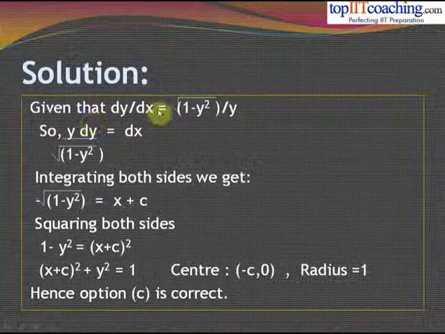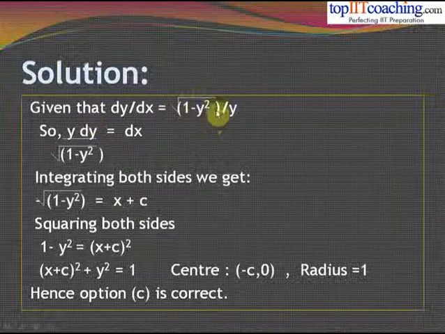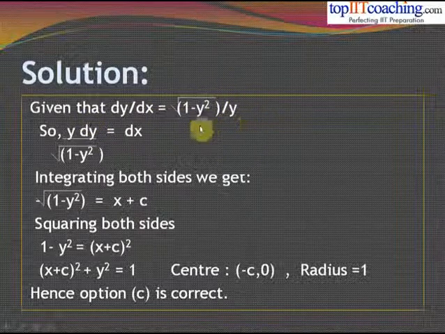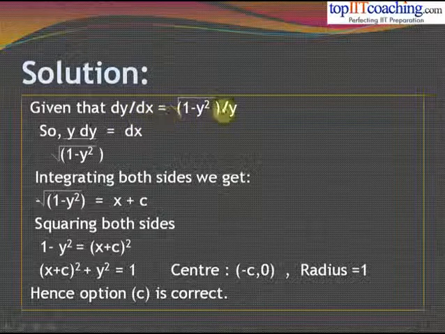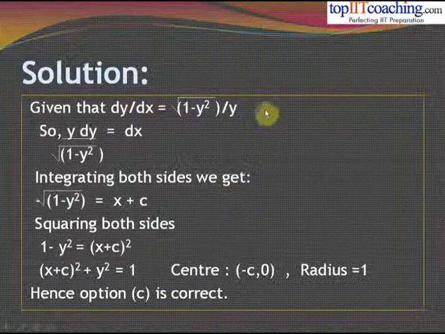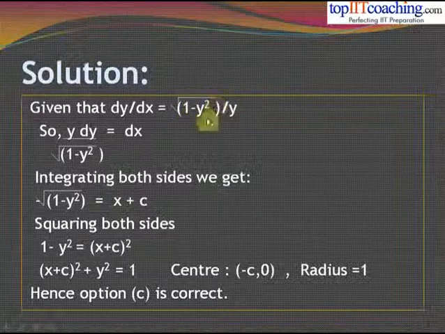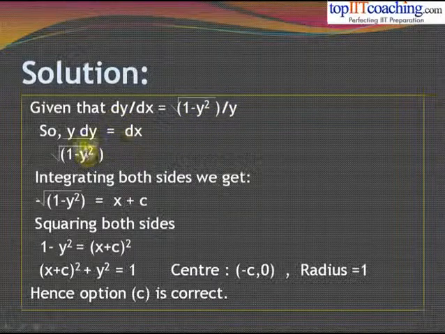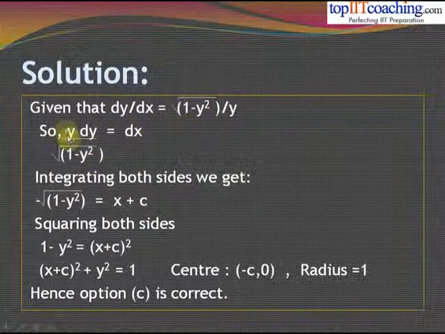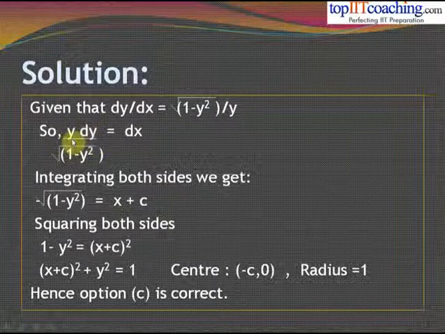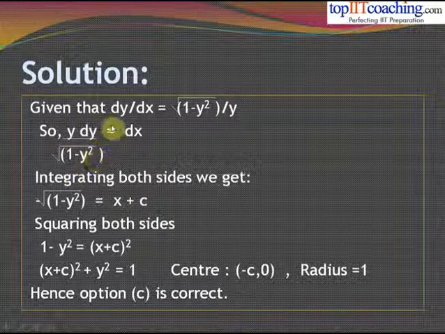Now dy by dx is equal to under root of 1 minus y square by y. Now we can say that dy by dx is equal to a function of y into a function of x. Here the function of x is nothing but a constant. So we bring this expression which comprises only y to the side of dy, and we bring dx to this side. Thus y times dy divided by under root of 1 minus y square is equal to dx.